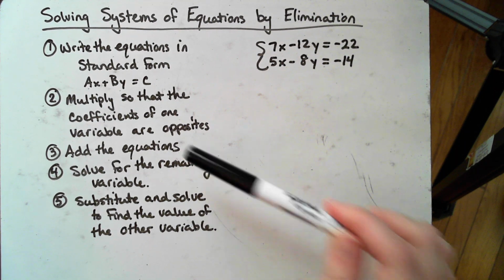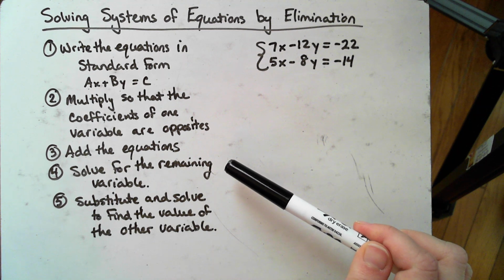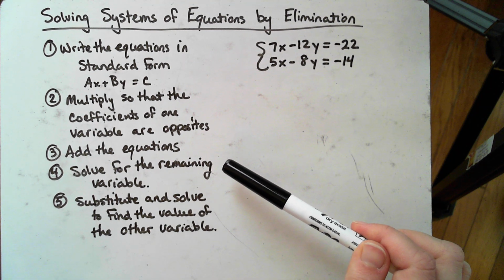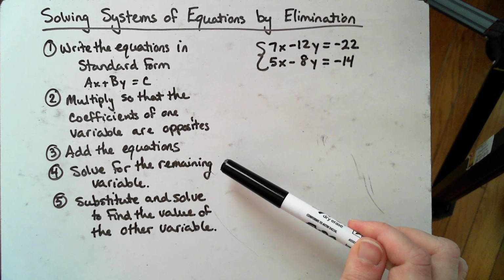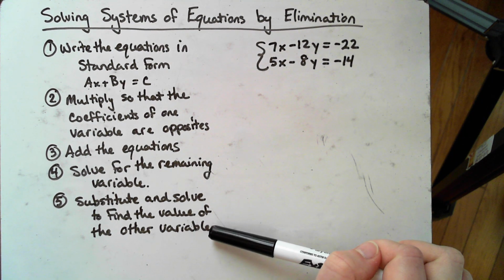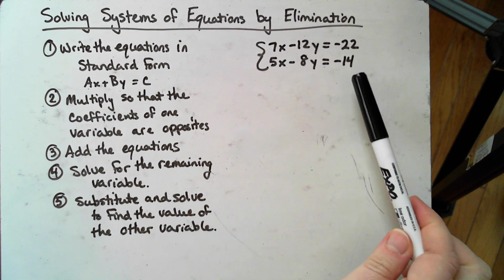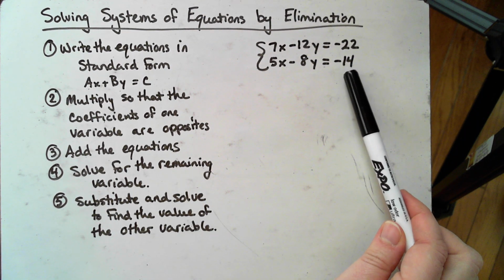Then you want to add the equations together, and you're only going to have one variable left over. That's why we call it elimination, because you eliminate a variable. You solve for that variable that's remaining, then you substitute and solve to find the value of the other variable. So let's take a look at how this would work.